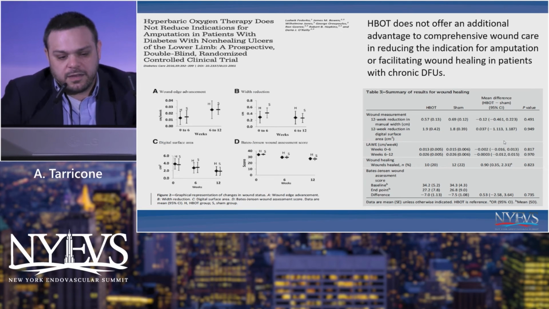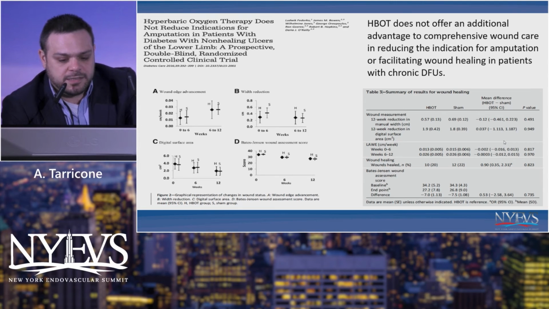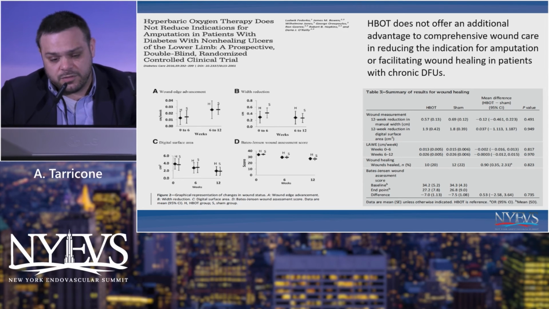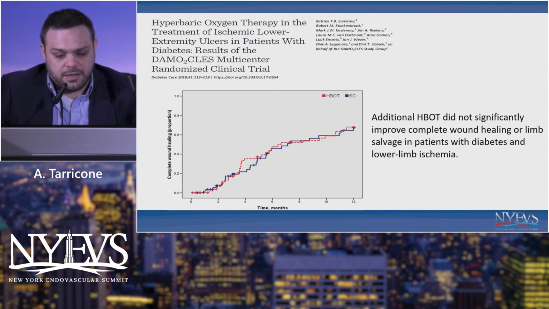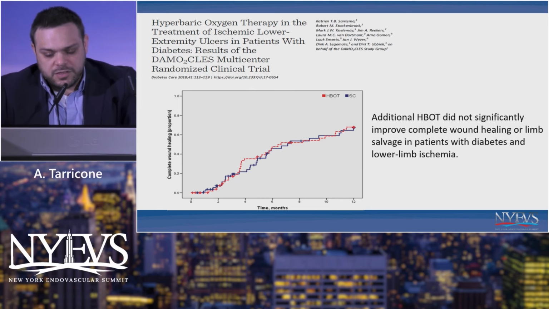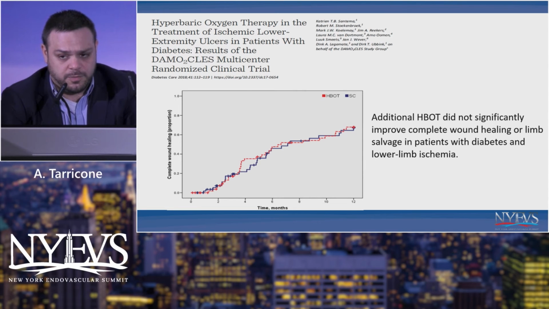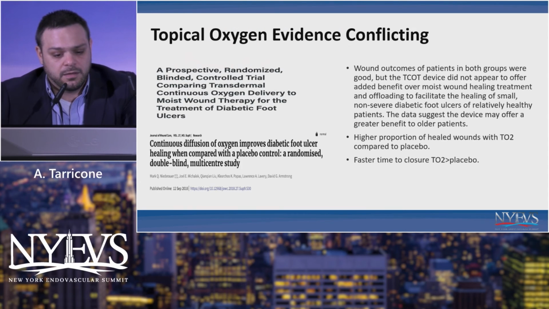But as we can see in Diabetes Care 2016, and on the next slide, 2018, HBO was not offering additional advantage to comprehensive wound care in reducing the indication for amputation or facilitating wound healing in patients with chronic DFUs. And you can see this here on the next slide, where there's really no difference between HBO and standard of care. So currently the recommendation is to still use hyperbaric oxygen therapy for these non-healing wounds, but obviously more data is going to come from this, and we'll see if it really is effective or not.